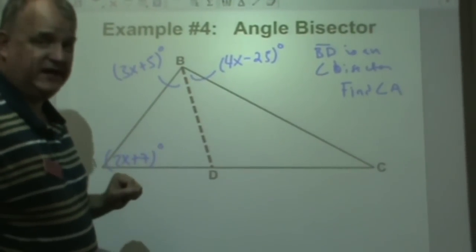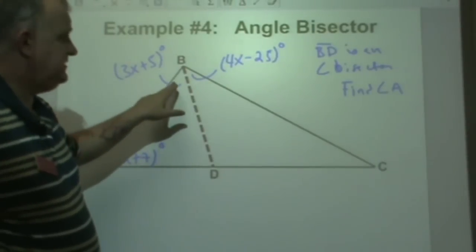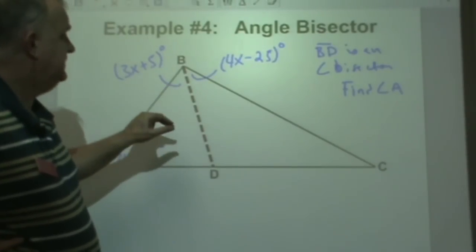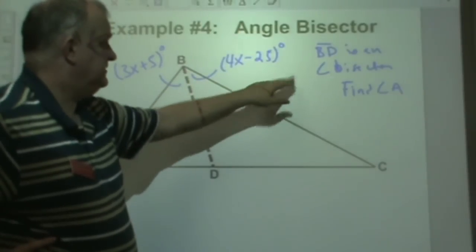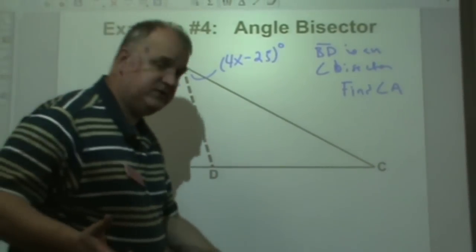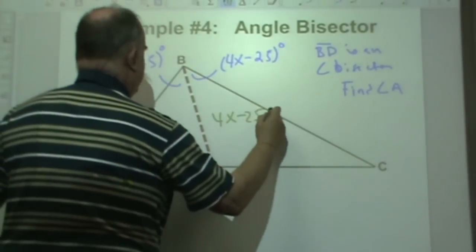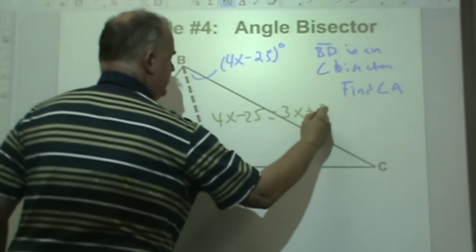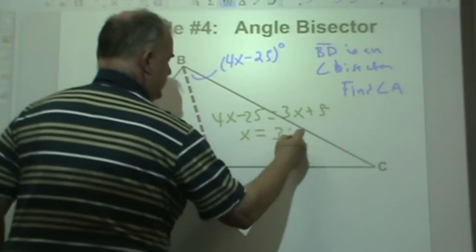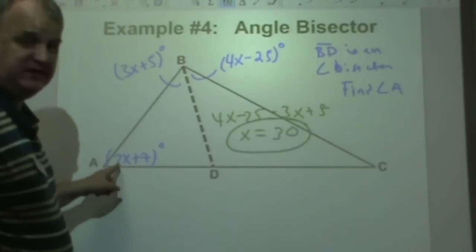Let's take a look at this example. I am given what is in blue. I'm given that these two angles are such and such. It is an angle bisector, and we need to find angle A. Just equal them to each other. I'm not going to do all the math for you, but we'll go ahead and set this up as 4x minus 25 is equal to 3x plus 5. We're going to have x is equal to 30. I take that 30 and plug it in right here. So that's going to be 67.